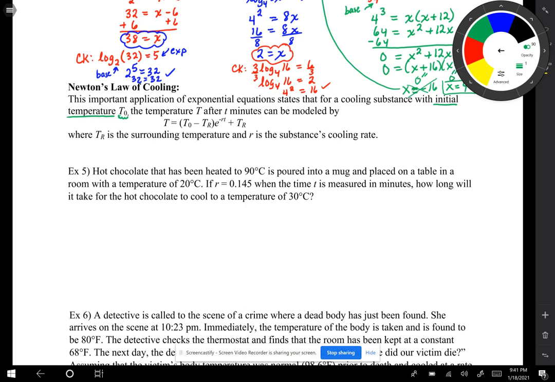So the capital T by itself is the ending temperature. The one with the little 0 is the beginning temperature. And this is known as the room temperature, T sub R, R for surrounding temperature or room temperature. And little r is the cooling rate. So as long as you know what everything is, all you do is plug the numbers into the formula and solve the equation.